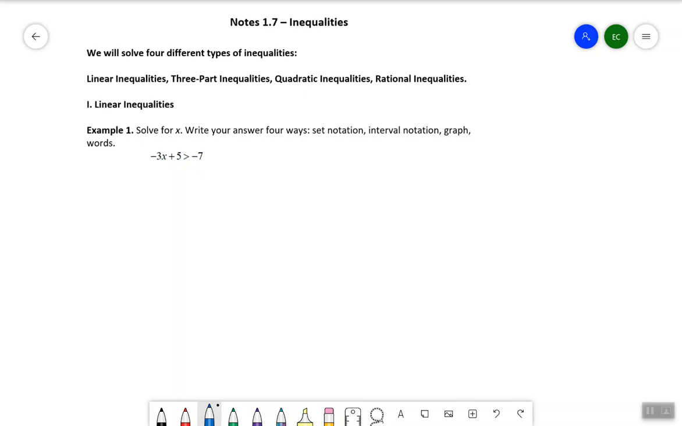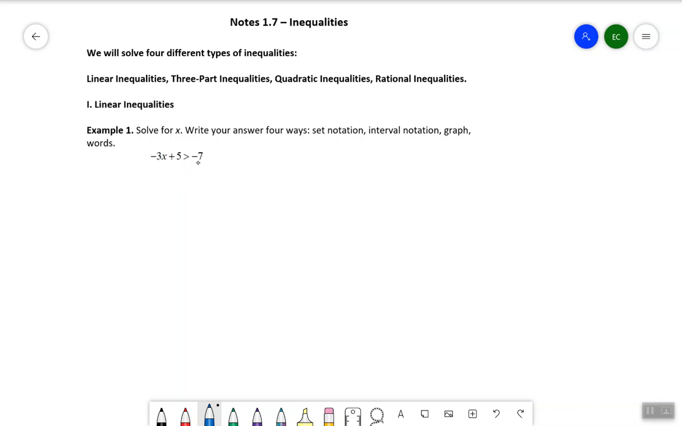Notice we've already studied similar equations: linear equations, quadratic equations, and rational equations. Let's get right into the first type, the linear inequalities. Most of this should be review, so we'll go pretty quickly. We'll just work through one example, and that should be enough.